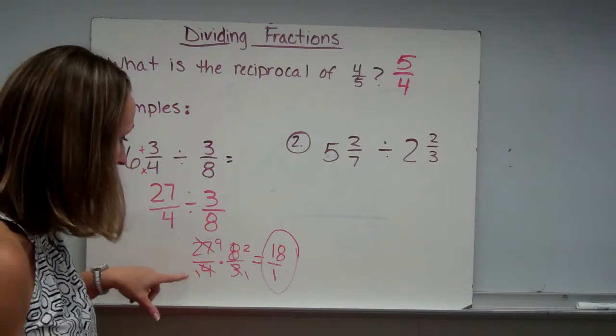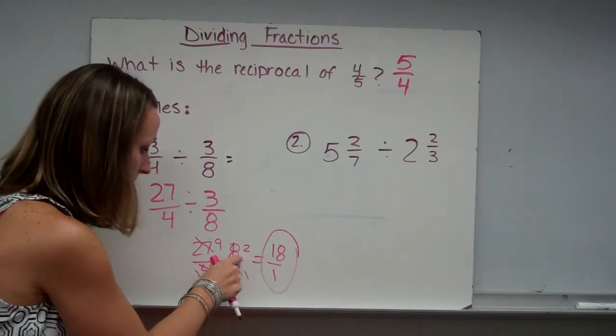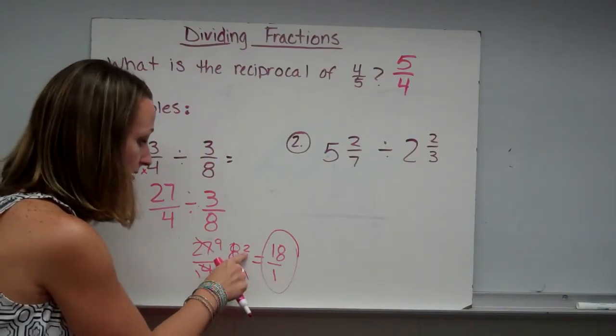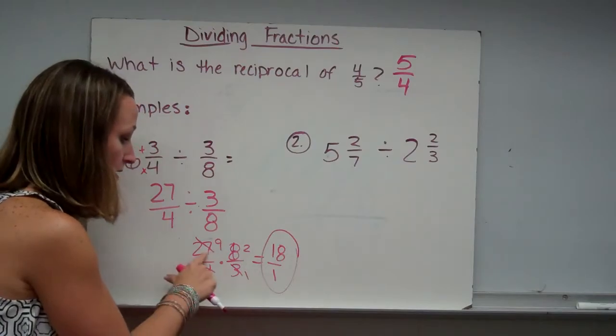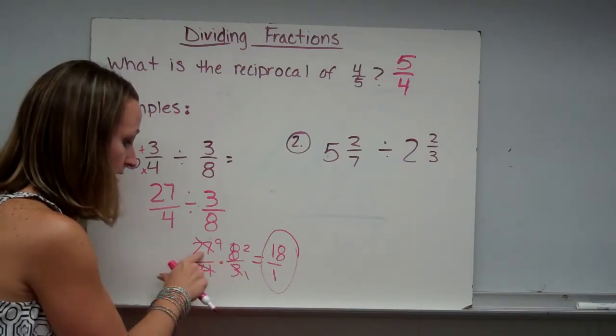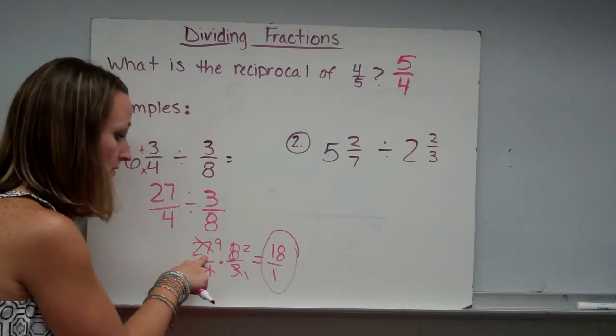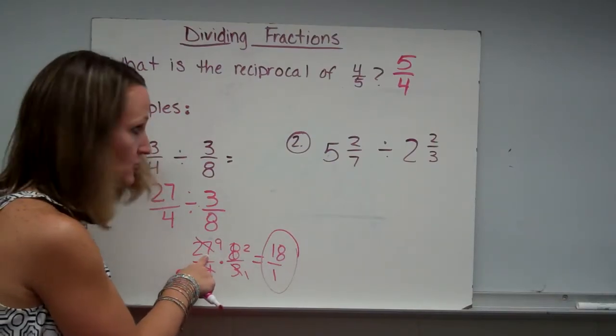Okay, in case you didn't see what I did, 8 is divisible by 4. 4 goes into 4 one time, it went into 8 two times. 3 and 27, 3 is a factor of 27, so 3 went into 3 one time. 3 went into 27 9 times. That's why we did factor trees.